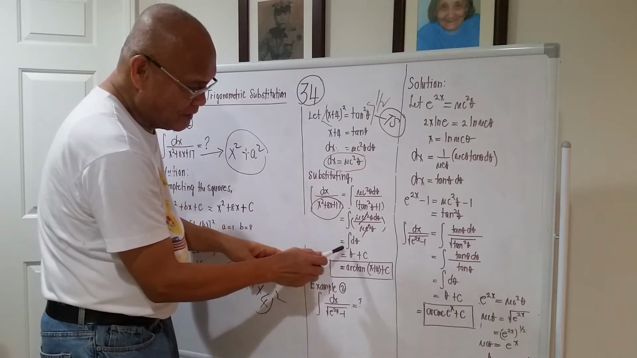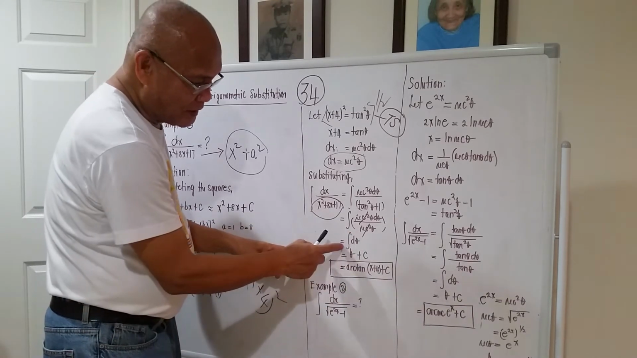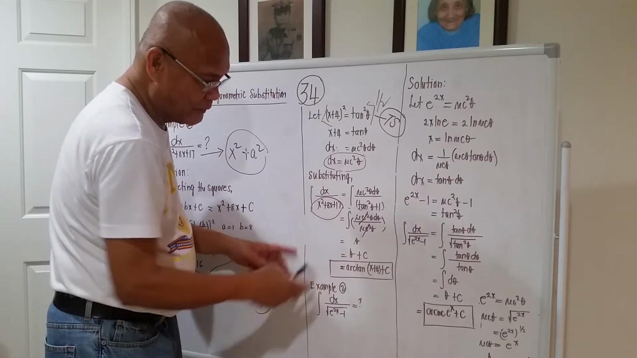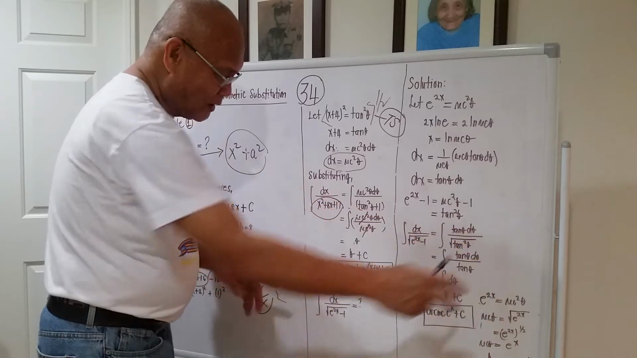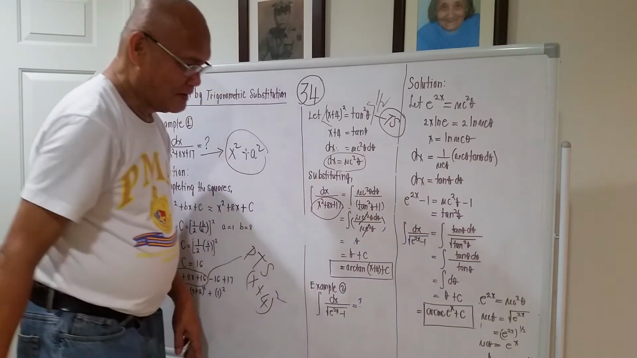So actually what will remain on the right hand side will just be the integral of the differential of theta. When the integral sign meets the differential, they cancel out each other. So the right hand side will simply be theta plus c.